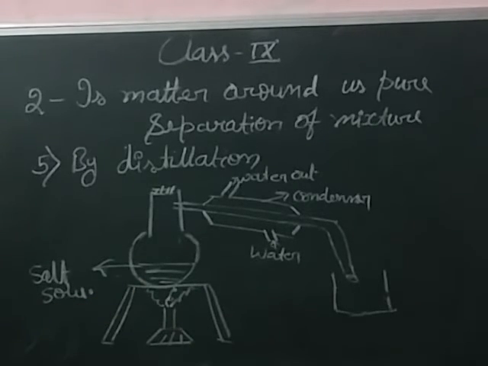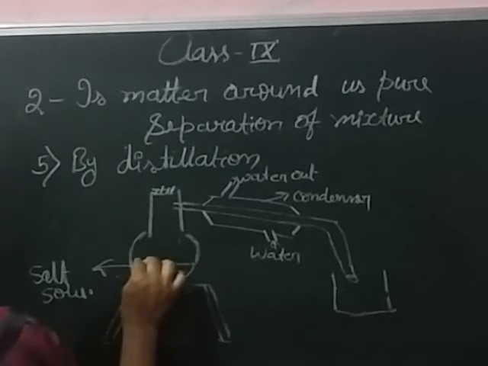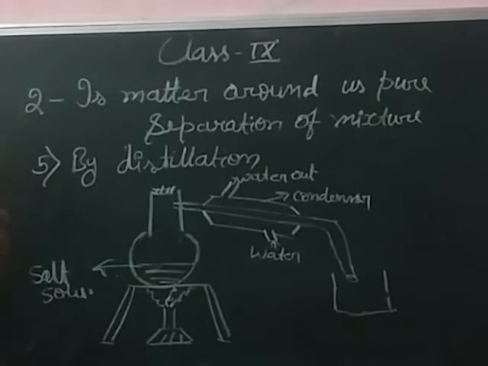First we take a mixture which we want to separate. It is a salt solution in this activity. We take the mixture in this round bottom flask, arrange this flask on a tripod stand, and start heating this solution. The boiling point of water, 100 degrees Celsius, is lower compared to that of salt.